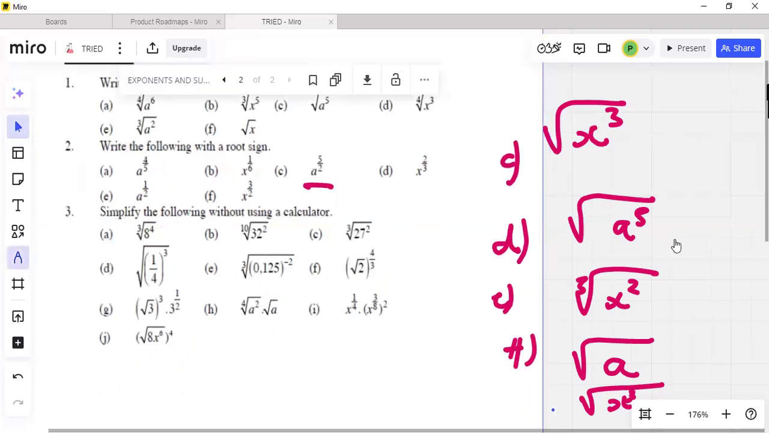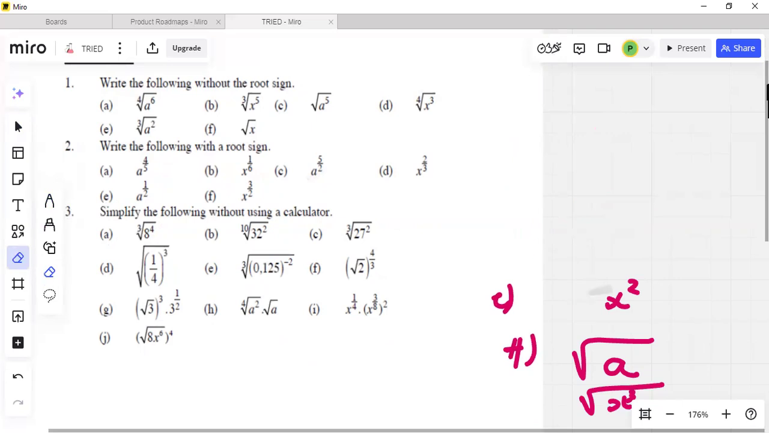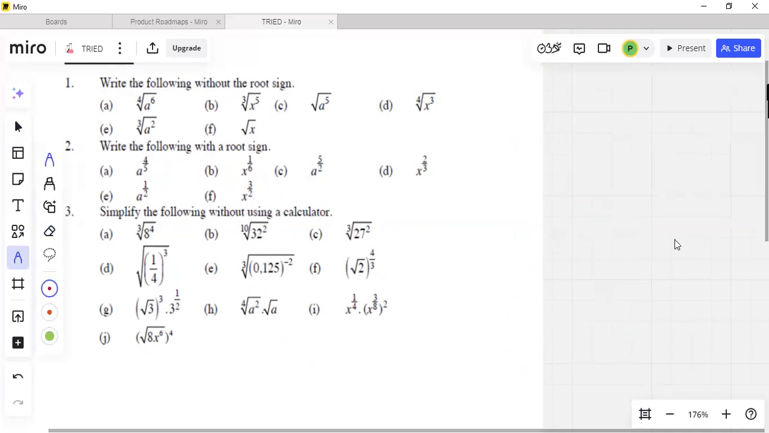So that's question 3. Question 3 is saying simplify the following without the use of a calculator. The first question, 3a, is saying the cube root. So how do we simplify that without the use of a calculator?